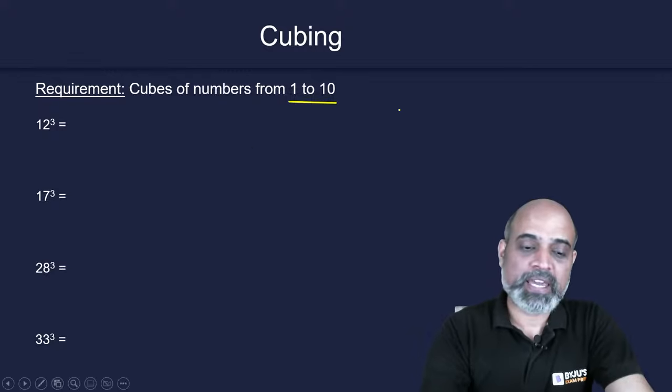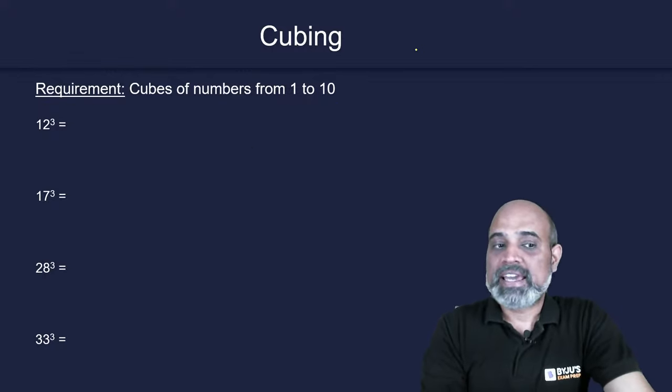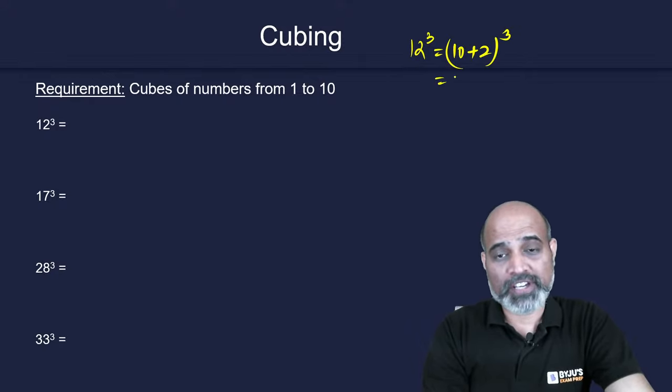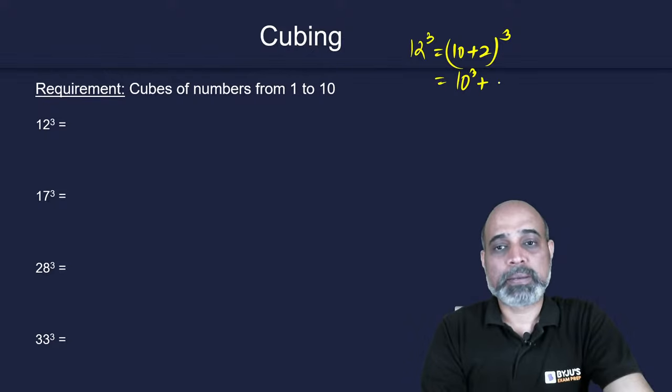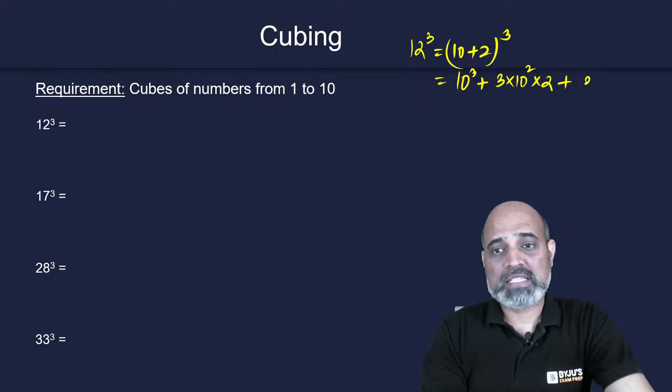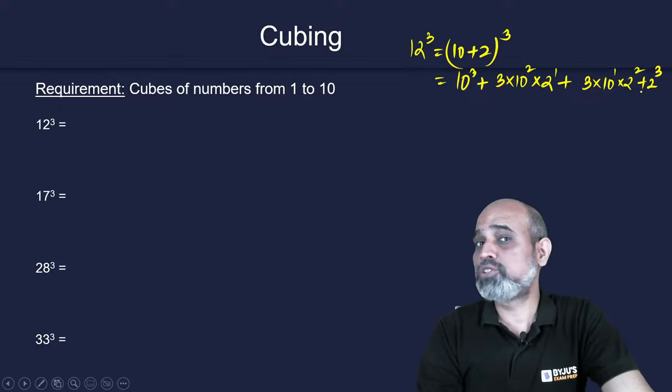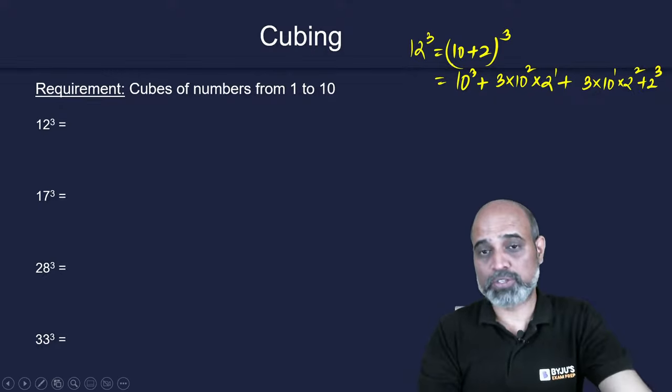So the logic behind the steps will be, can I write 12 cube as (10 plus 2) whole cube, which is going to give me 10 cube plus 3 into 10 square into 2 plus 3 into 10 to the power 1 into 2 square plus 2 cube. This is how you expand (a plus b) whole cube.